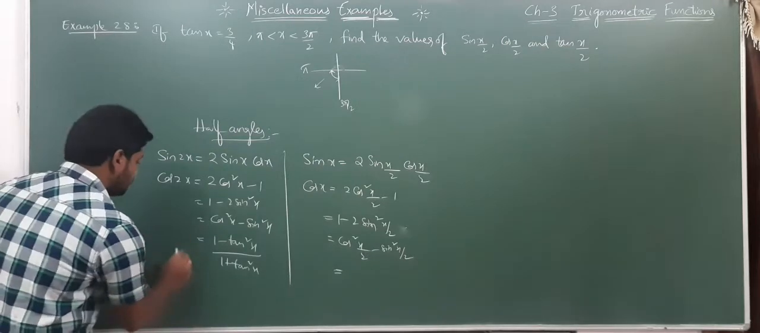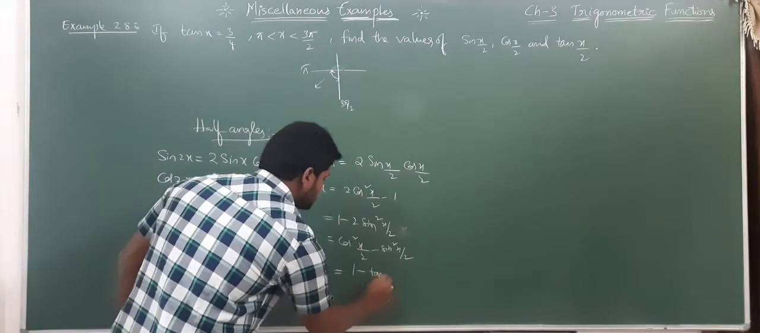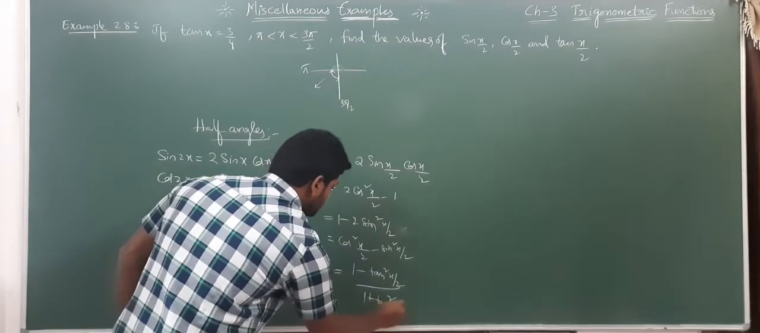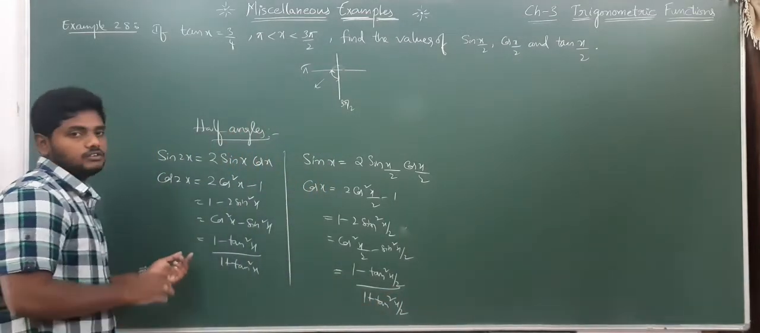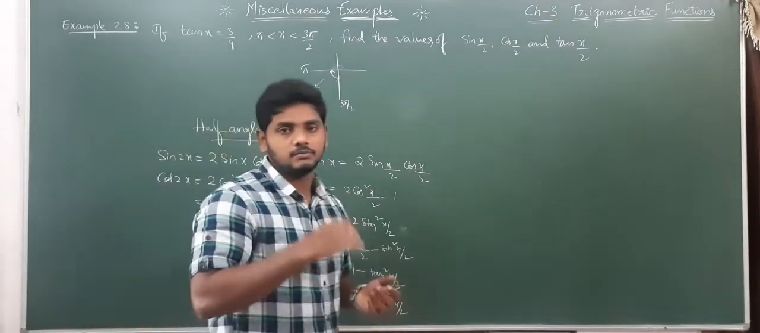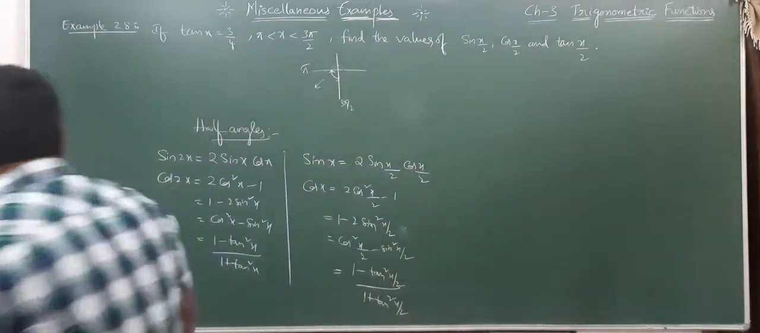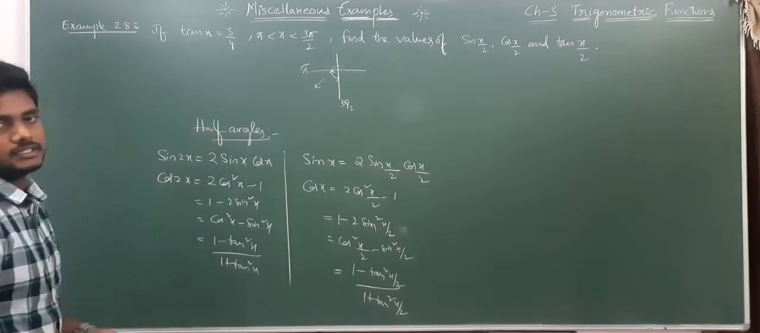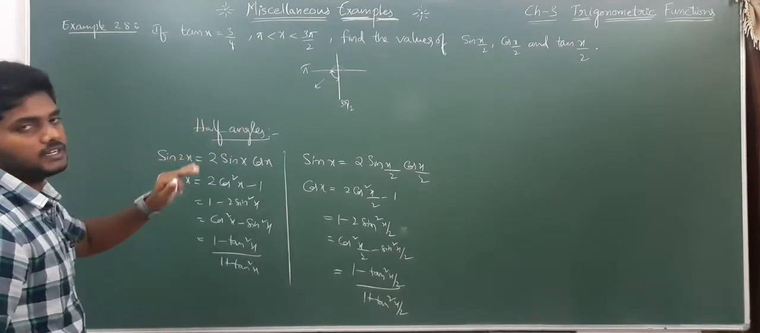Next, this one, how will we write? 1 minus tan square x by 2 by 1 plus tan square x by 2. So like this we can write the formulas. Again, tan 2x equals 2 tan x by 1 minus tan square x. Tan x means 2 tan x by 2 by 1 minus tan square x by 2. So these are some of the formulas of half angles. Pause the video to note it down. Now based on this, we will solve this question. This question is very important. They may ask this type of question for 3 marks.